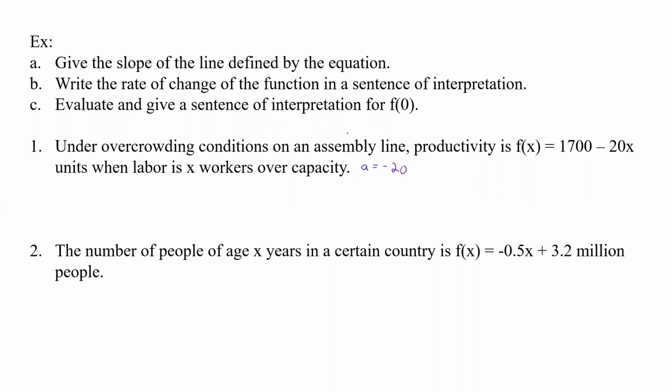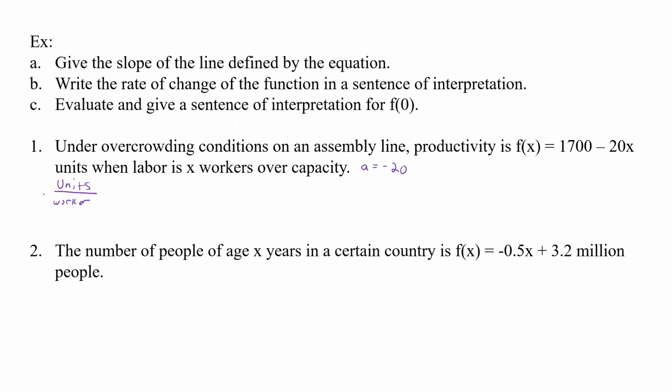Next, they're asking, write the rate of change of the function in a sentence of interpretation. We have units when labor is x workers over capacity, so it's units over capacity. How do we want to write this? I'll put the measure as units per worker. Capacity per worker is what it's looking for. That's going to be our rate of change.